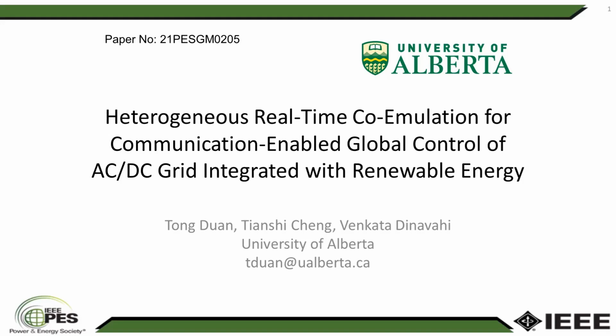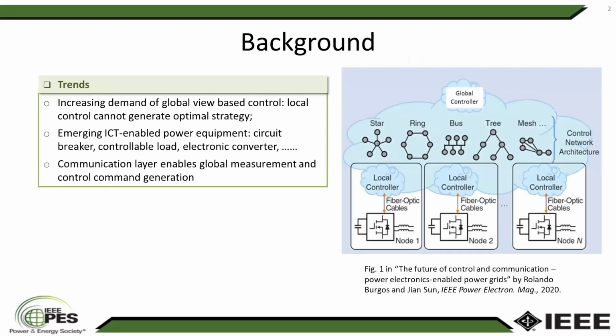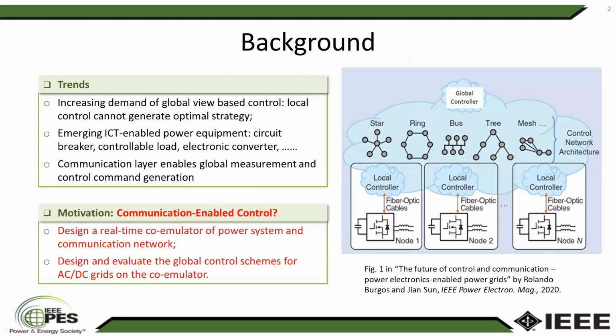Okay, let's begin. In the latest trends, information and communication technologies are widely deployed for both AC and DC equipment, as shown in this figure. With the communication function increasingly involved in power equipment, communication-enabled control for AC-DC grids is required. However, the global control schemes for hybrid AC-DC grids have not been investigated.